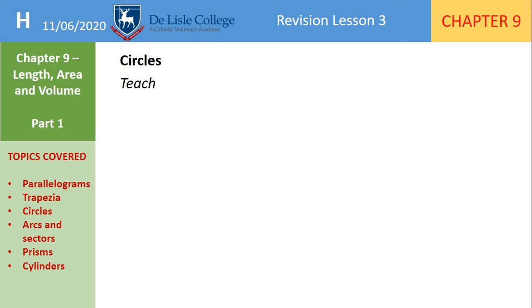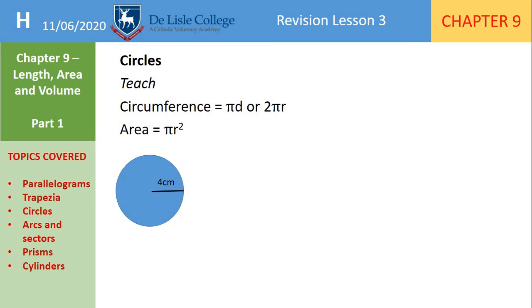Okay, having a look at circles then. So a reminder that the circumference of a circle is pi d, so pi times diameter, or 2 pi r, so 2 pi times the radius. And it will depend what you're given to what you will use. The area is pi times radius squared. So let's have a look at a couple of examples.